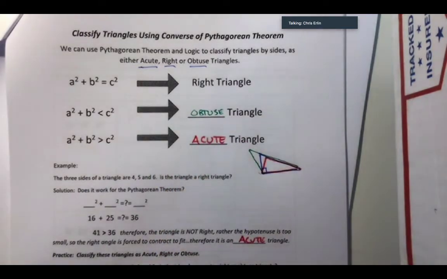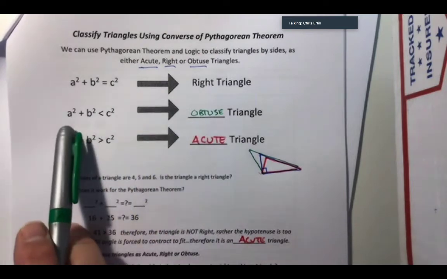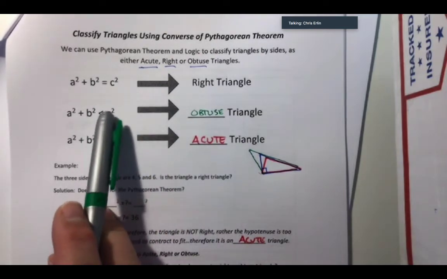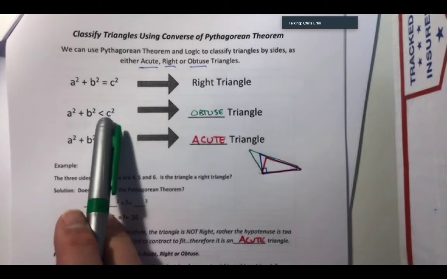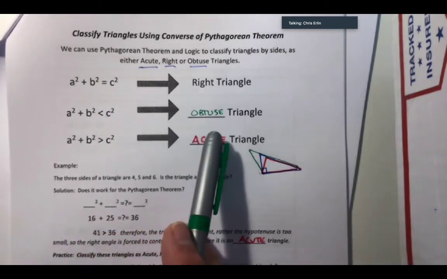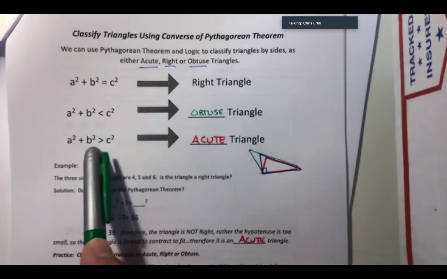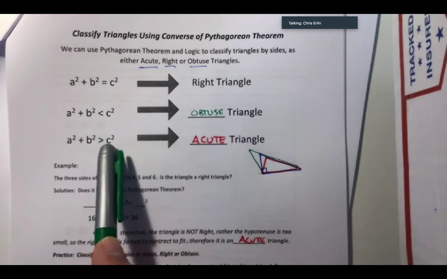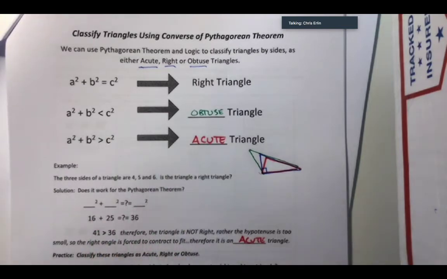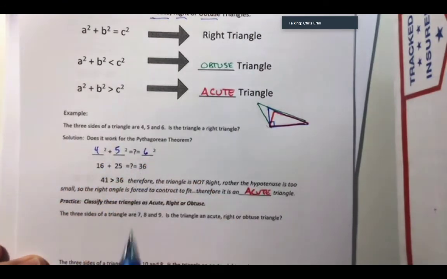So these are our formulas. If a squared plus b squared equals c squared, it's a right triangle. If a squared plus b squared is less than c squared, such that the hypotenuse is too big, alligator's eating the big one, then it's an obtuse triangle. If, on the other hand, the hypotenuse is too small, the alligator's choosing to eat the other side here, if that's too small, then it's an acute triangle. So we could fill these back in as we did.